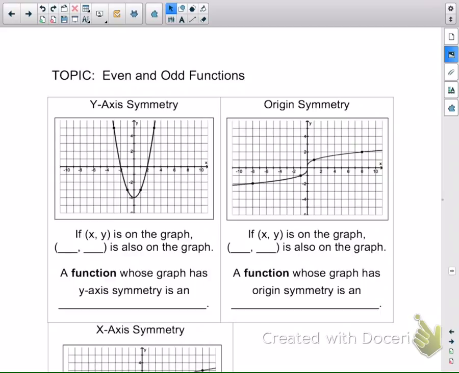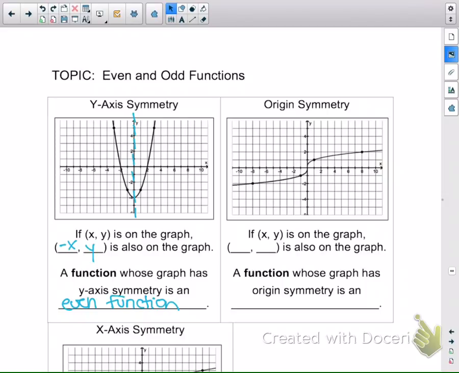If something is symmetric across the y-axis, that's where literally if you drew a line right down here and folded it on either side, it would be the same. We call this an even function. A good quick check for that: if a point (x, y) is on the graph, the point (negative x, y) is also on the graph. In other words, the x just changes sign.